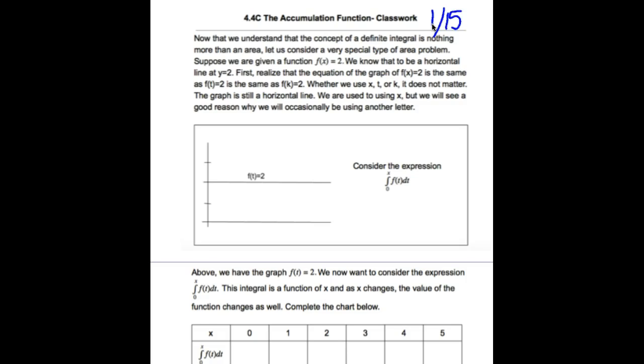The accumulation function is seemingly pretty simple. However, not always. So we kind of already know that our area under the curve is defined by our definite integral, which is our integral from a to b of f of x dx. So let's give this function down here the line f of t equals 2.